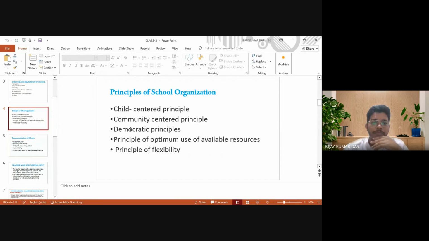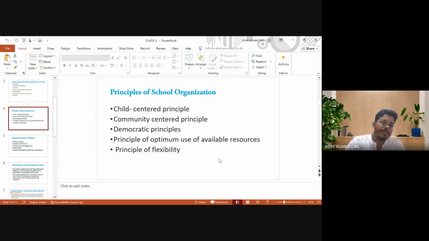Oh, the principles. We have not talked about the principles, right? I am talking about the principles. The principles of school organization are: child-centered principles, community-centered principles, democratic principles, principles of optimum use of available resources, and principles of flexibility. Then we will proceed toward the bureaucracy of school.